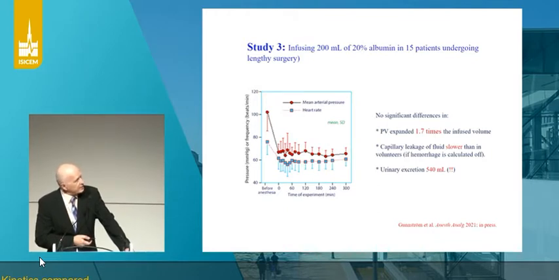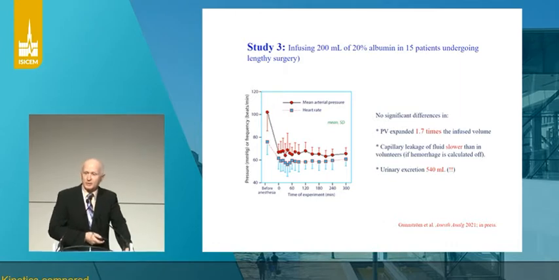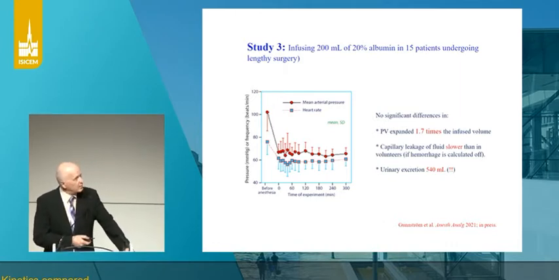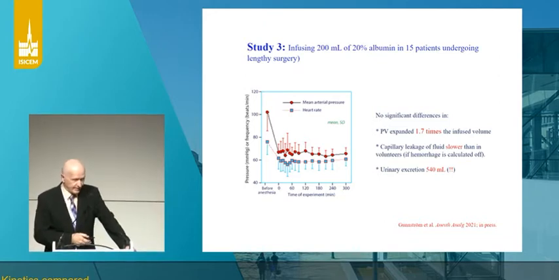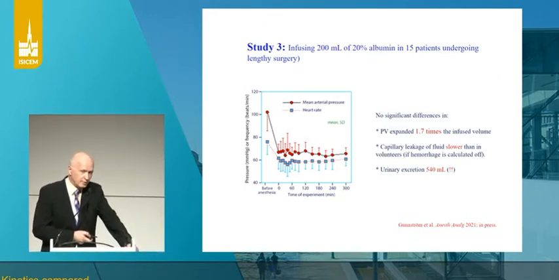Third situation here is general anesthesia. We have reduced the mean arterial pressure in the patients by 40%. So this is a hypotensive situation which would have changed the kinetics of a crystalloid solution very, very much. But here we see no change. The urine excretion is the same as we have had in the volunteers. And we have a plasma volume expansion that's 1.7 times the infused volume. In this setting, the albumin is the only fluid that was used during the operation.